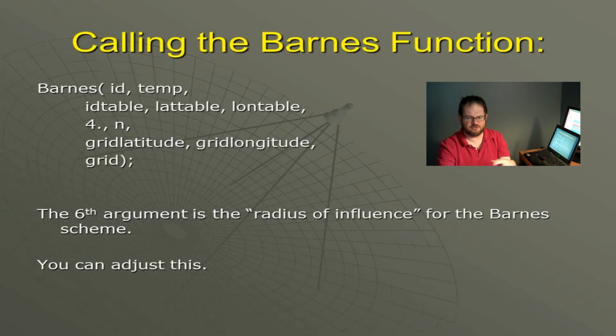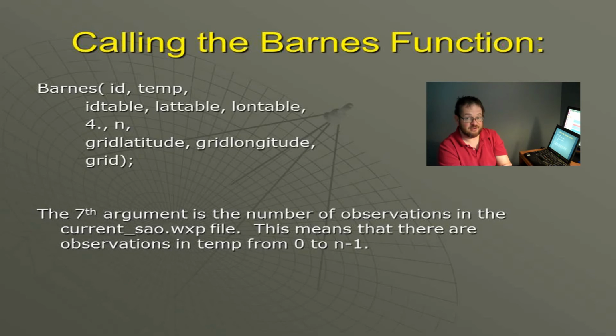The bigger the radius of influence, the smoother the contours get, but the less representative of reality they get. Whereas the smaller the radius of influence, the contours get crazier, but they also reflect very small changes in the temperature between stations. So radius of influence, 4 is a good typical value for this assignment. That's no problem whatsoever. The seventh argument is this n.